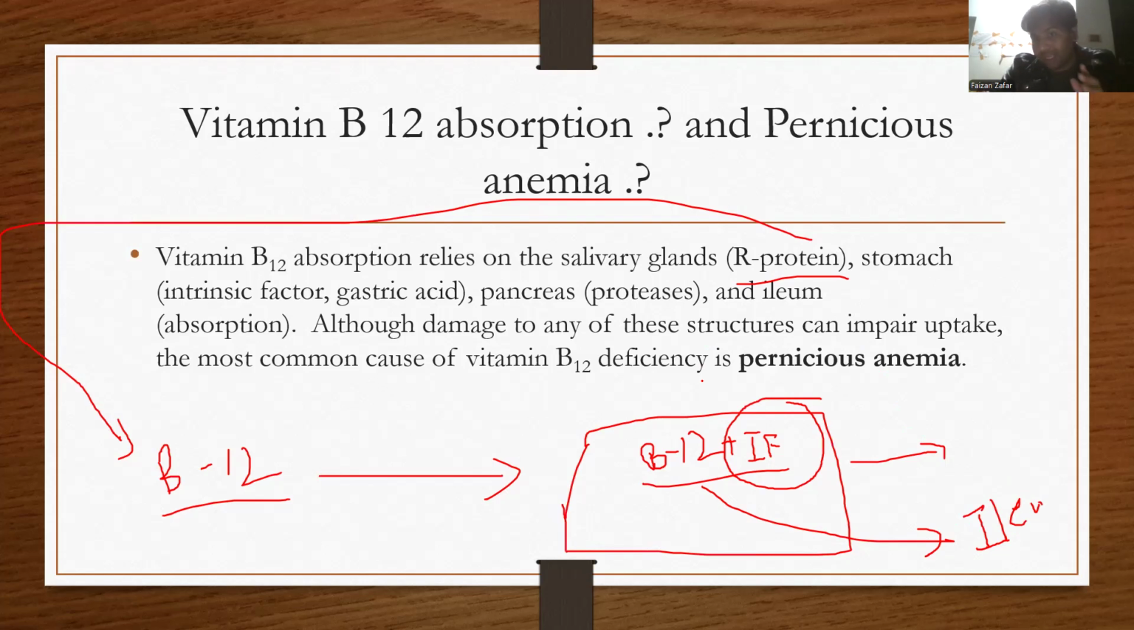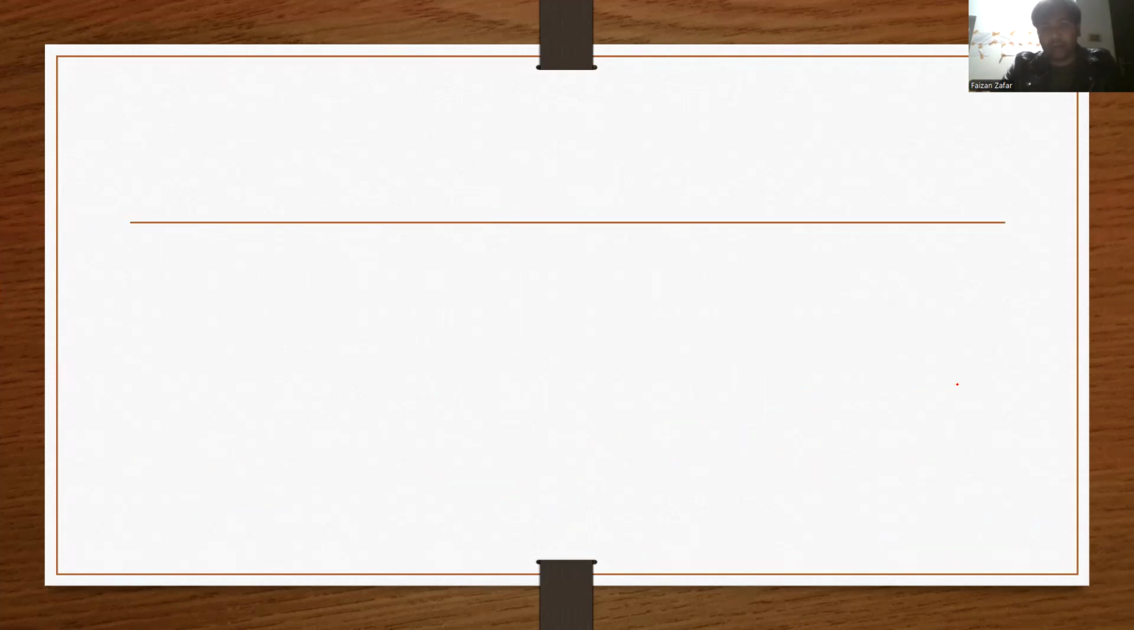If this deficiency takes place, it will lead to megaloblastic anemia, which is very common in developing countries. A condition in which autoimmune antibodies are produced against the parietal cells and intrinsic factor, since parietal cells produce intrinsic factor, is known as pernicious anemia. So pernicious anemia is a condition in which autoantibodies are produced against parietal cells and intrinsic factor. That is a very important one.